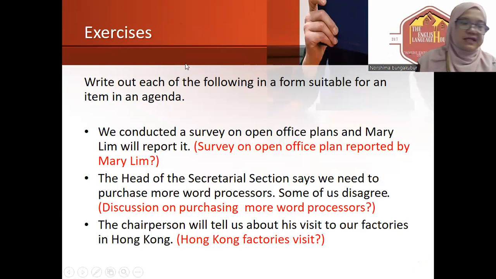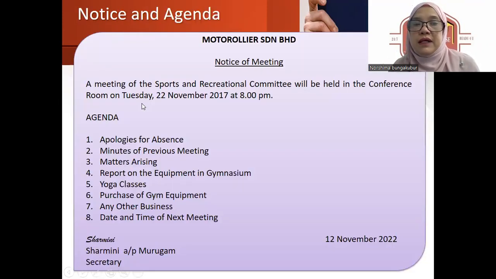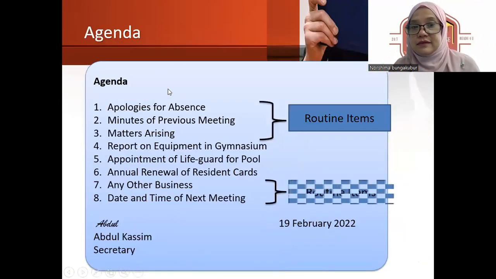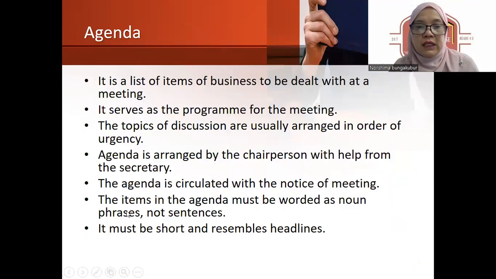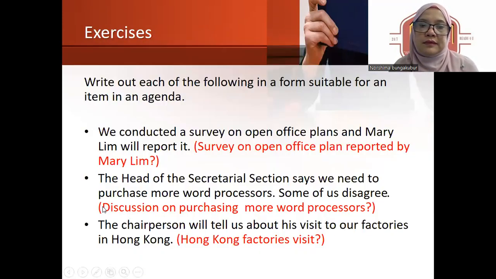All right, let's do some exercises. Write out each of the following in a form suitable for an item in an agenda. Remember, items in an agenda must not be in sentence form, but must be worded as noun phrases, okay? Noun phrases, not complete sentences, all right? Must be short and resemble headlines. So let's look. All right.